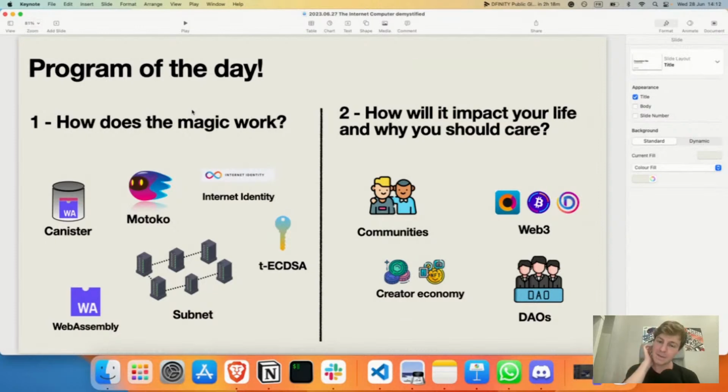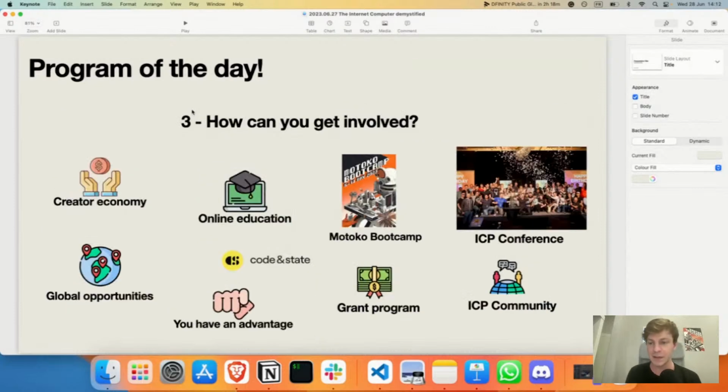Then I really want to take an approach of what's going to be the impact for you in your life and why you should care. I think that's the main thing to have in mind when you look at the IC: how it's going to impact my life, what can I do with this, and why should I care, essentially. And finally, how can you get involved? There are a lot of ways to get involved in this community.